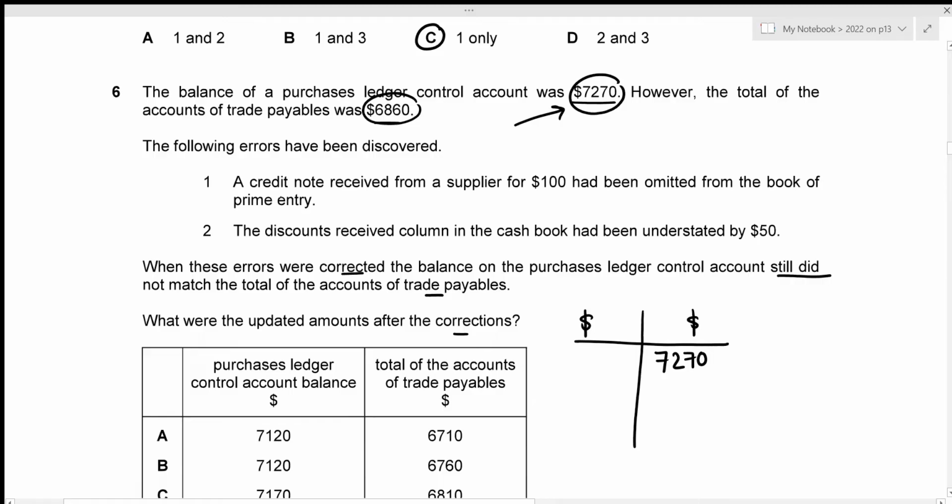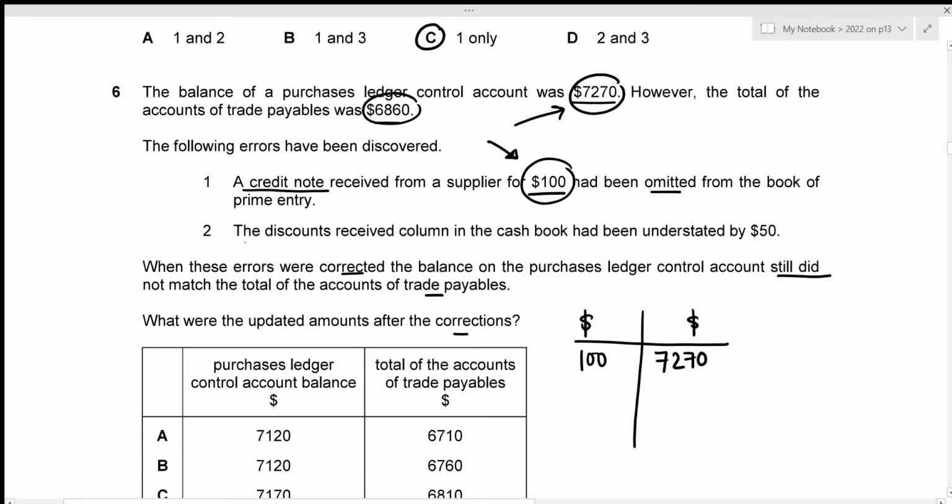Now let's take a look at our error. The credit note received from a supplier for 100 had been omitted from the book of prime entry. And remember that our control account is based on those books of prime entry. So if we omitted this value of 100 in the prime entry, it also means that we omitted this value in our purchase ledger control account. So we need to enter it now. And this is the value for the credit note. So a credit note received from a supplier just means that the amount that we need to pay to the supplier has now been decreased by 100. And any decrement in the amount that we owe to the suppliers is to be recorded on the debit side in our purchases ledger control account. So I'm just going to enter that amount of 100 right here.